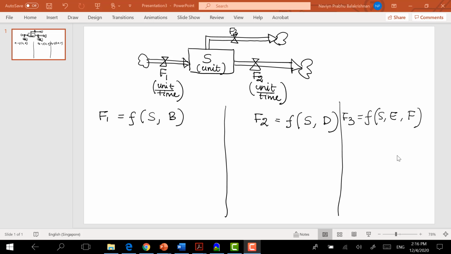Hello friends, this video will give you some tips on forming equations and making the connections for auxiliary variables. In this case, I have taken a stock S which has unit S. There are three flows, one inflow and two outflows: F1, F2 and F3.